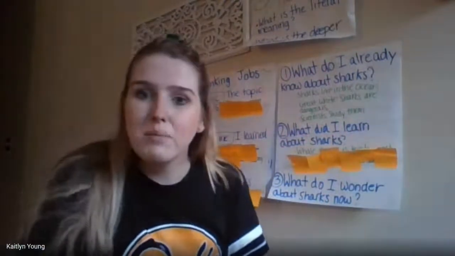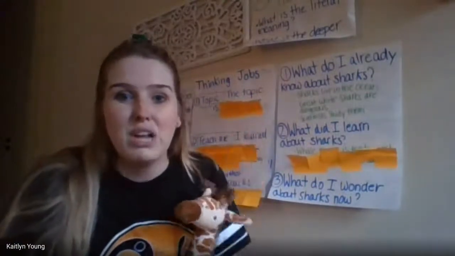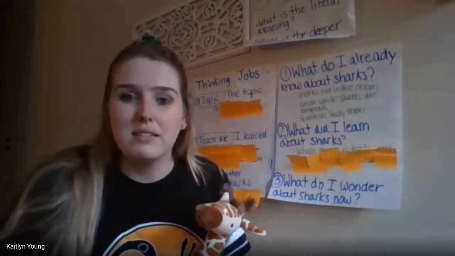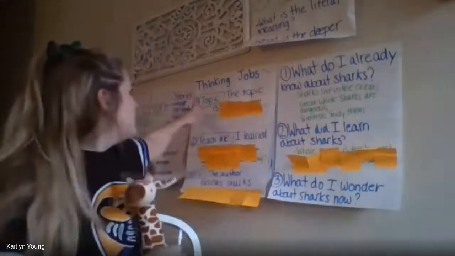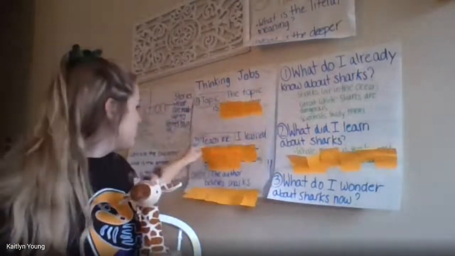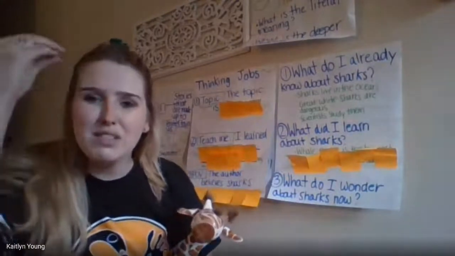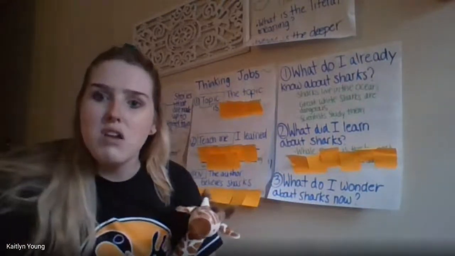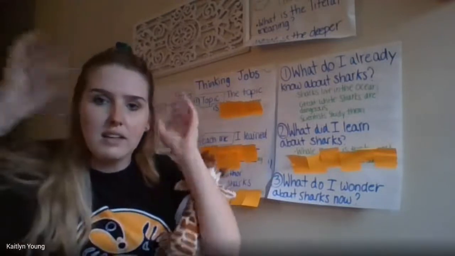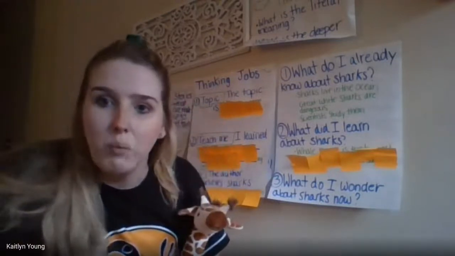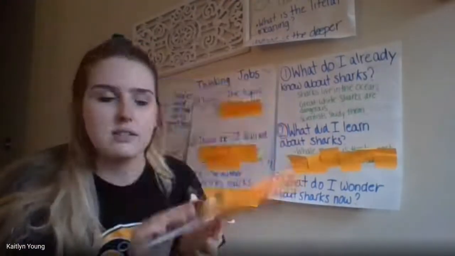Now, as we read today, we are going to think about our genre frames so that we can answer our second question, which is, what did I learn about sharks? For informational, our genre frames are what is the topic, what is the teach me, and what is the point of view. As we read, we want to keep those locked in our brain so that we can understand the text. Can we lock that in our brain right now? Click, click. All right, friends, we're ready to go. This book is called Hungry, Hungry Sharks.